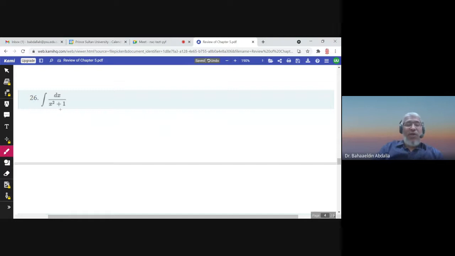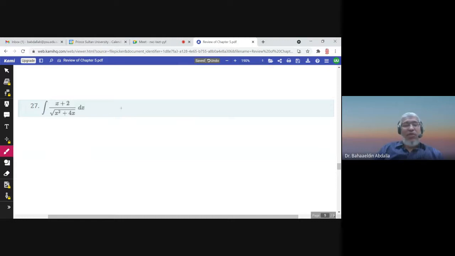Here we have x squared plus 1, but nothing up. So if you know the formulas, this is in fact tan inverse x plus c. This is just a formula. Integral 1 over x squared plus 1 is tan inverse, because the derivative of tan inverse is 1 over x squared plus 1.